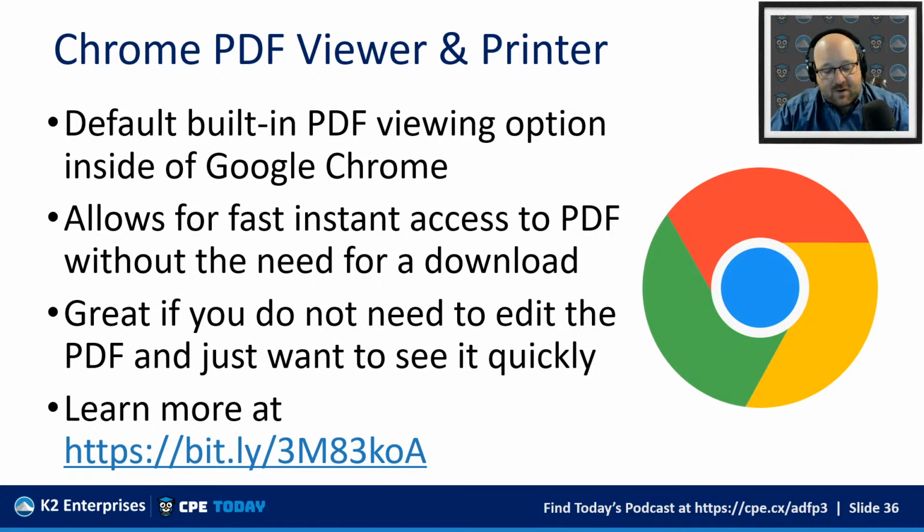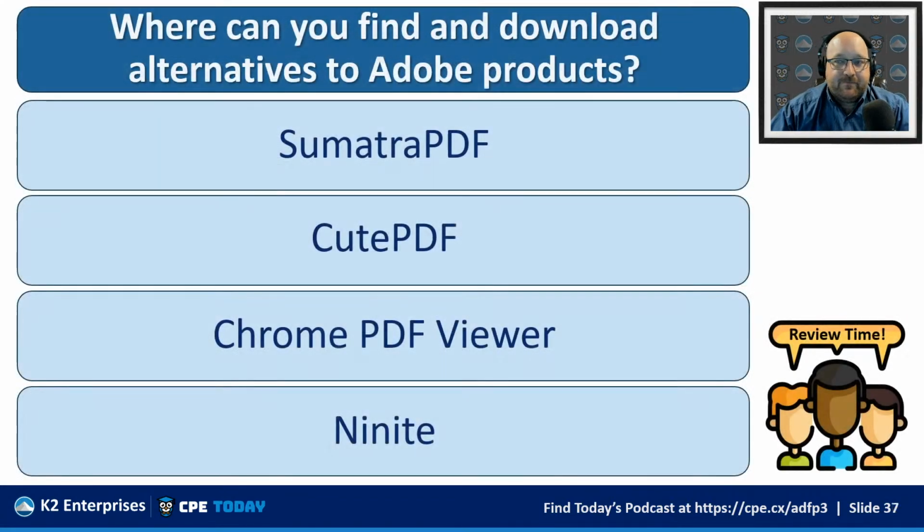Let's go ahead and have our final review question. Where can you find and download alternatives to Adobe products? Well, the most correct answer here is going to be Ninite. That Ninite.com, not only for PDF alternatives, but really all types of free software. Fabulous tool. It's also safe and secure. You don't need to worry about downloading malware from there.